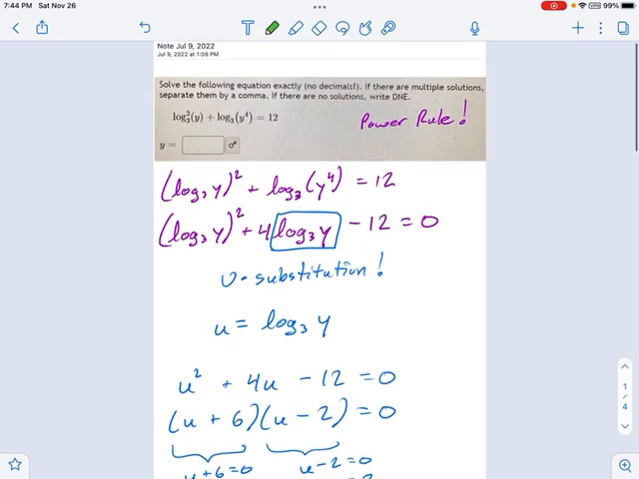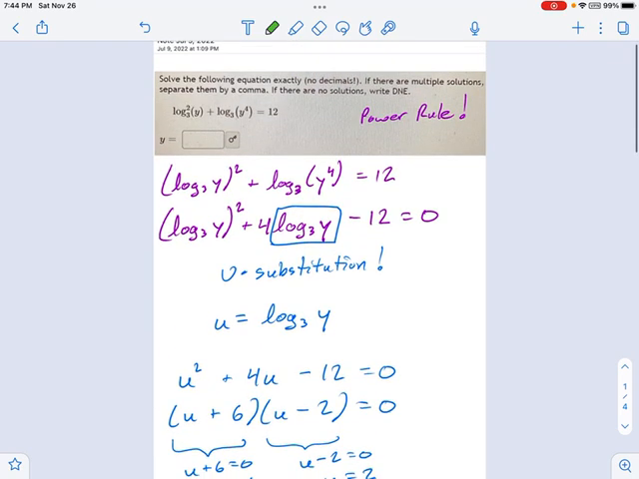The key here is recognizing that this equation we are given is in quadratic form. It's not a quadratic, but it looks like one. So it allows us to do some factoring with U-substitution.